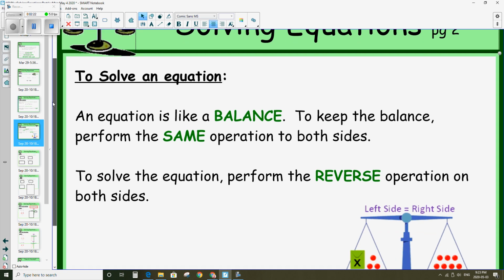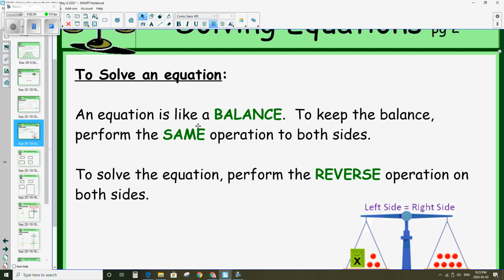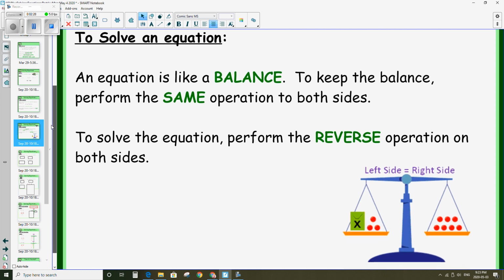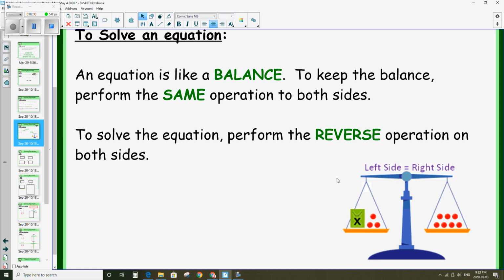Solving an equation is like a balance, and it's important to do the same thing on both sides. So if you're going to be adding something on one side, you have to add it to the other side to be fair. You need to perform the same operation on both sides. To solve the equation, perform the reverse operation on both sides. And I will show you what that means in a second.